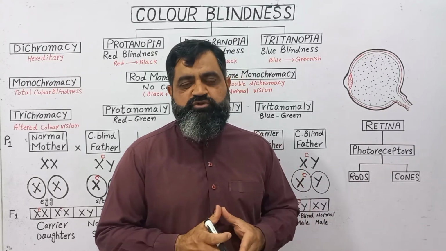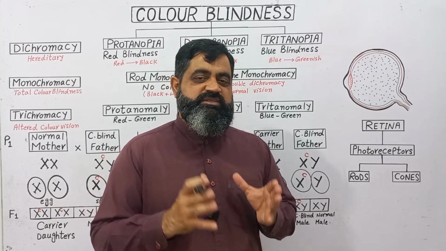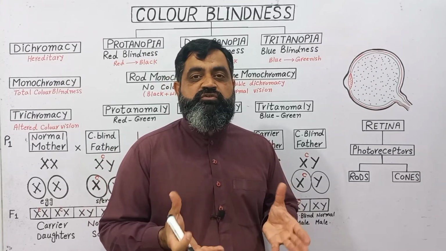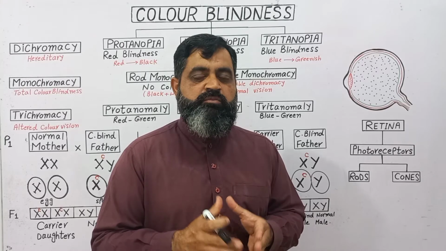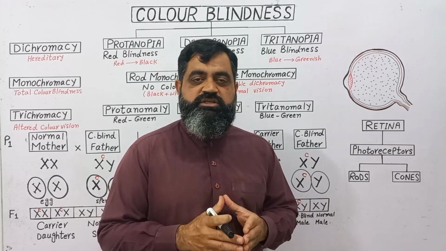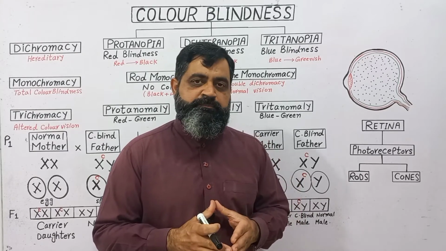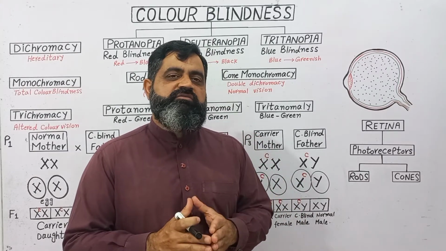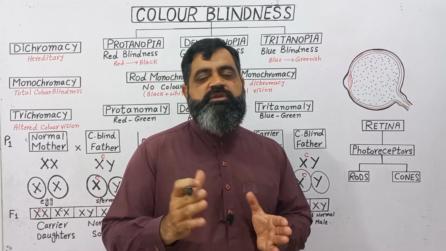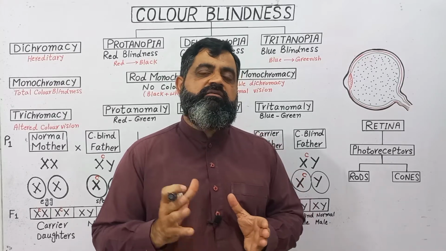There are three types of basic colors and there are three types of basic cone cells: blue cone cells, red cone cells and green cone cells, depending upon the type of the color. They help to identify different shades of these primary colors: blue, green and red.